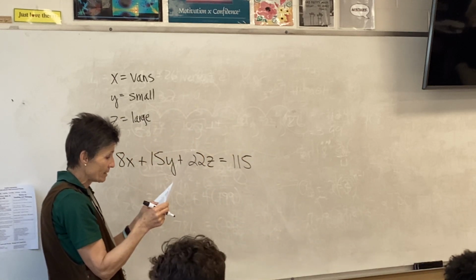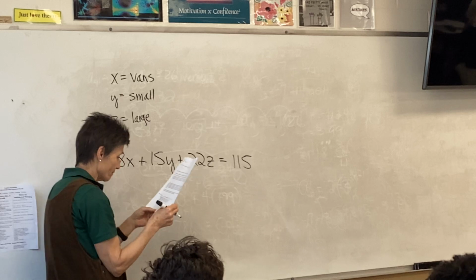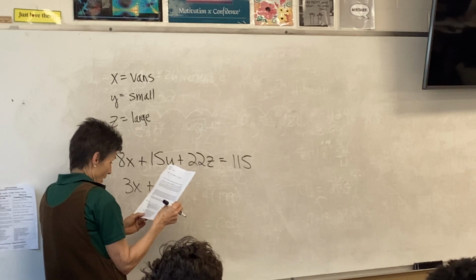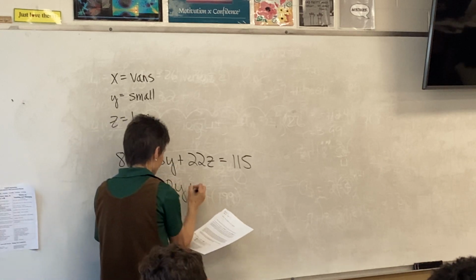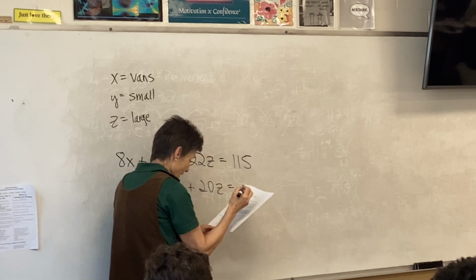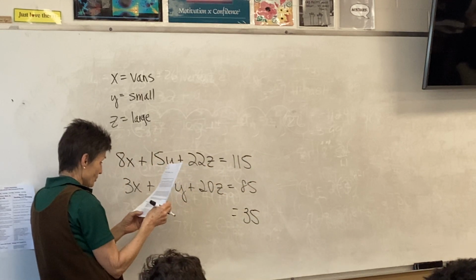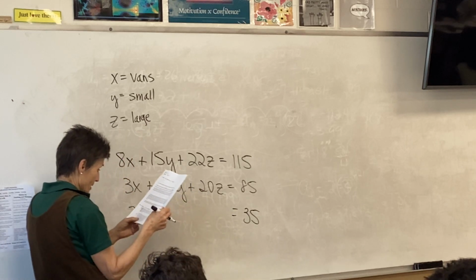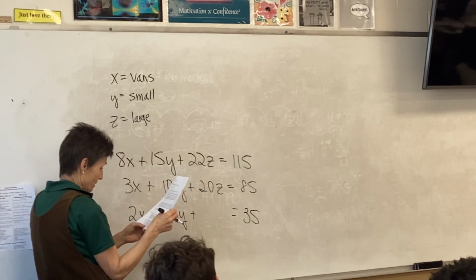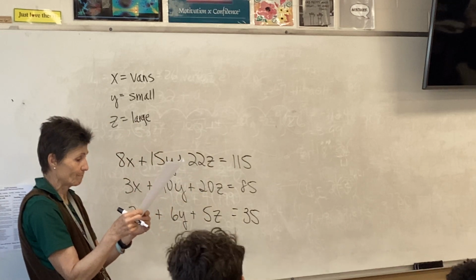Okay, let's do the same thing. Or no, let's see, what else do I have? I gotta do remotes. All right, so a van can do 3 remotes. A small truck can do 10. And a large can do 20. And that has to add up to 85. And then I need 35 consoles, so that's gonna be 2 X's, 6 Y's, and 5 Z's. All right, hopefully I got all the numbers in the right spots. There is a lot going on in that problem.